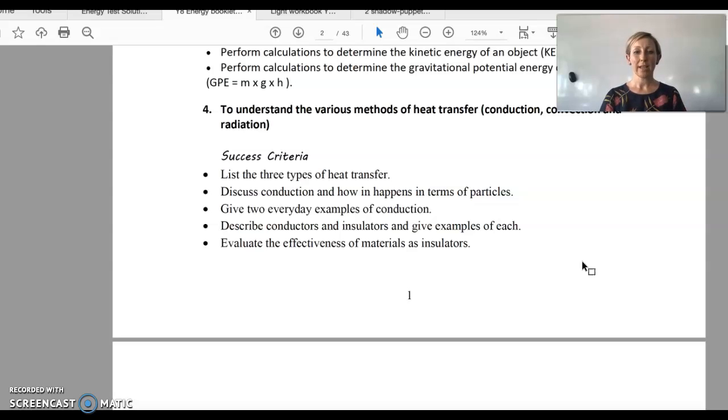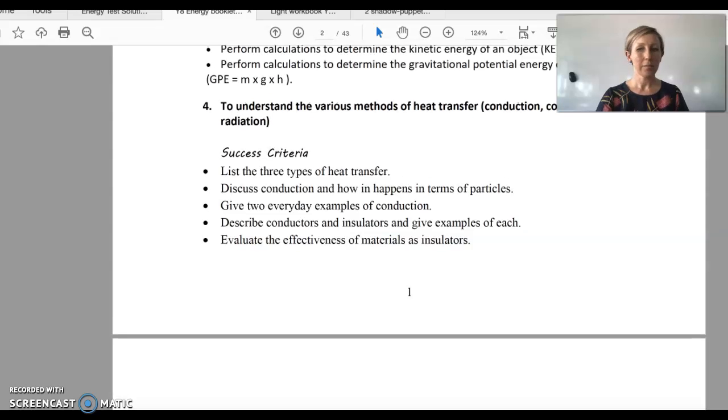So those three ways are described in your booklet. Let me find the page, and we'll turn to that in just a moment. You need to describe exactly what's happening during conduction and give two everyday examples of conduction and describe some good conductors and some insulators. So materials that are very good conductors and materials that are insulators.